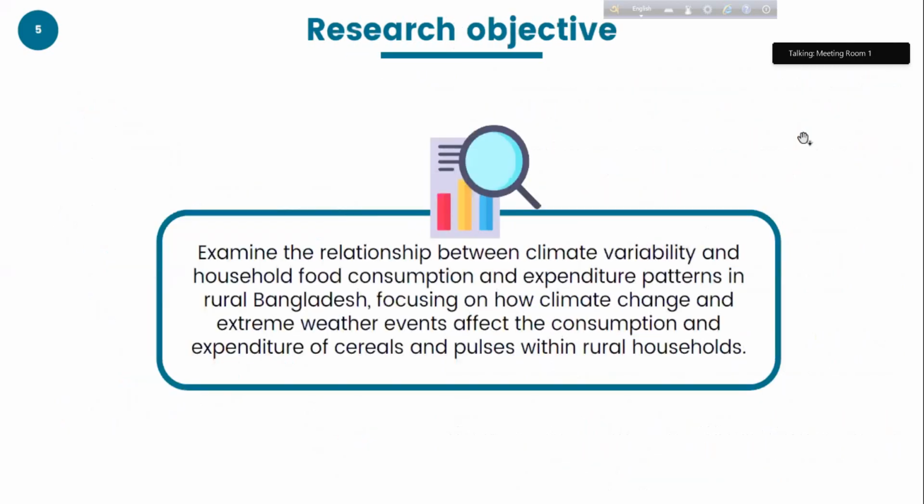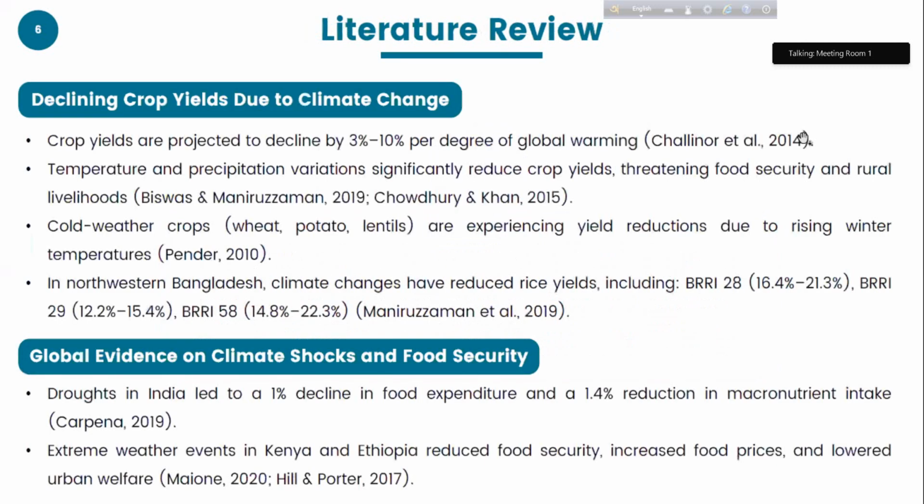What I tried to do in this study, which was part of my master's thesis, was to examine the relationship between climate variability and household food consumption and food expenditure patterns in rural Bangladesh, focusing on how climate change and extreme weather events affect the consumption and expenditure of cereals and pulses in particular within rural households.